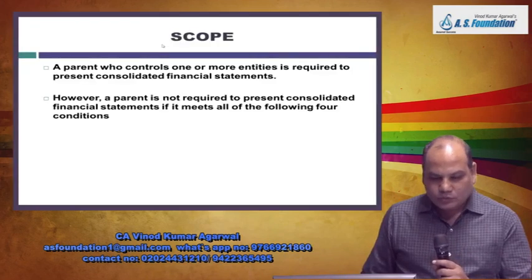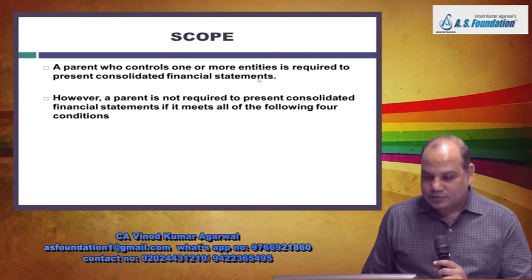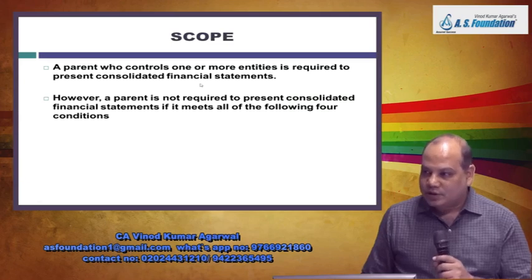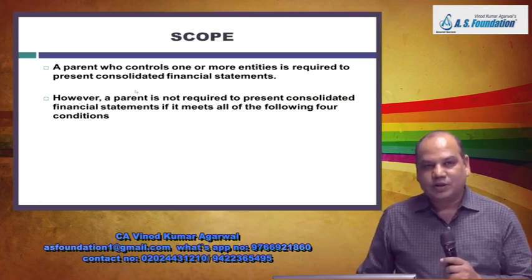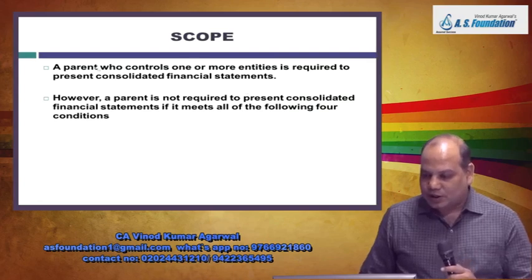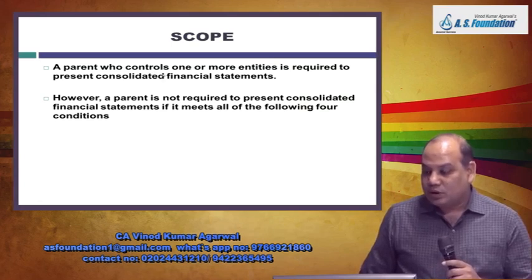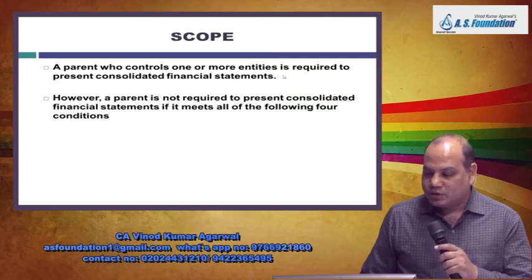Okay. The scope of the standard is a parent who controls one or more entities is required to present consolidated financial statements. That is the scope. So if it is identified that you are controlling one or more entities, then you have to apply the standard. Okay, in the books of parent, you have to apply the standard, once it can be demonstrated that this party is controlling one or more entities.